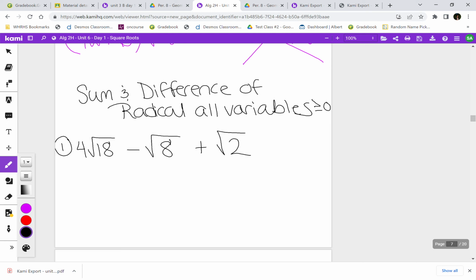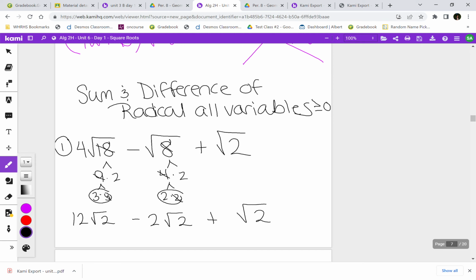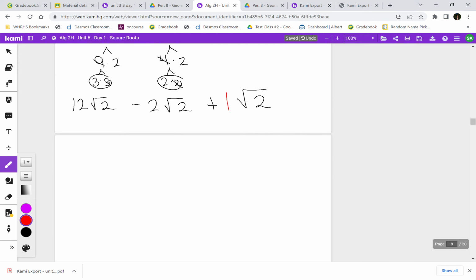So I'm going to go ahead and simplify 18 into 9 and 2. 9 is 3 and 3. So this gives us a 12 root 2. 8 is 4 and 2. 4 is 2 and 2. This gives us a negative 2 root 2 plus root 2. What number is really in front of that last root 2? A 1 root 2, exactly. Can I now add these? Absolutely. 12 root 2 minus 2 root 2 is a 10 root 2 plus 1 root 2 is 11 root 2.